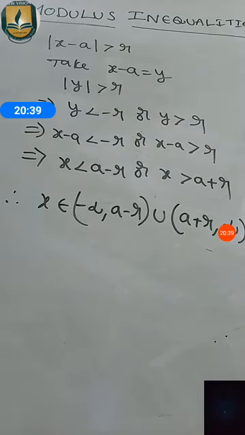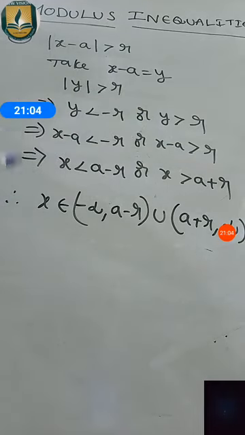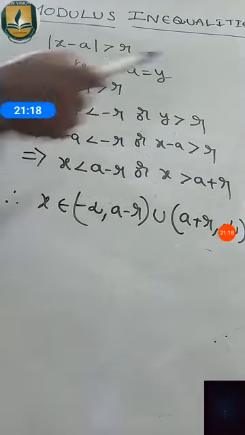Now the third result, modulus of x minus A greater than R. As usual, for our understanding purpose, let us take x minus A as y. That means our problem reduces to modulus of y greater than R. Now we know from the previous result, whenever modulus of y greater than R means y less than minus R or y greater than R. Because we know modulus of x greater than a means x less than minus a or x greater than a. Now you replace y by x minus A: x minus A less than minus R, or x minus A greater than R.